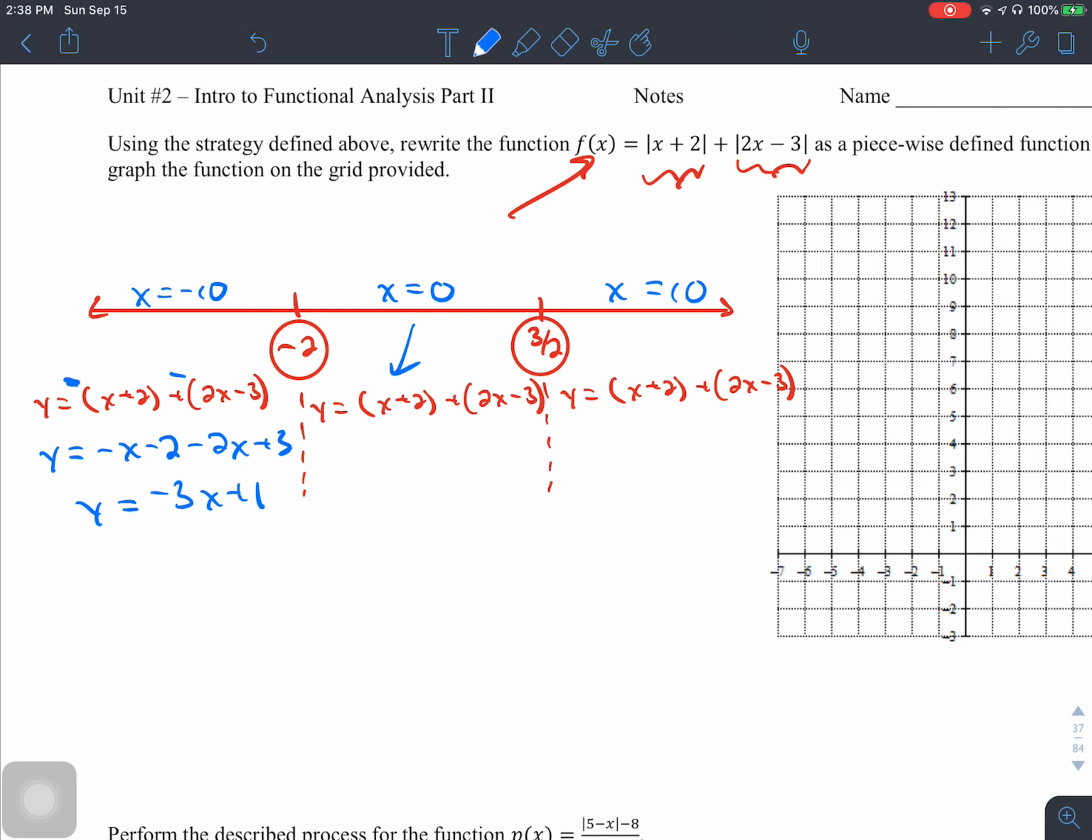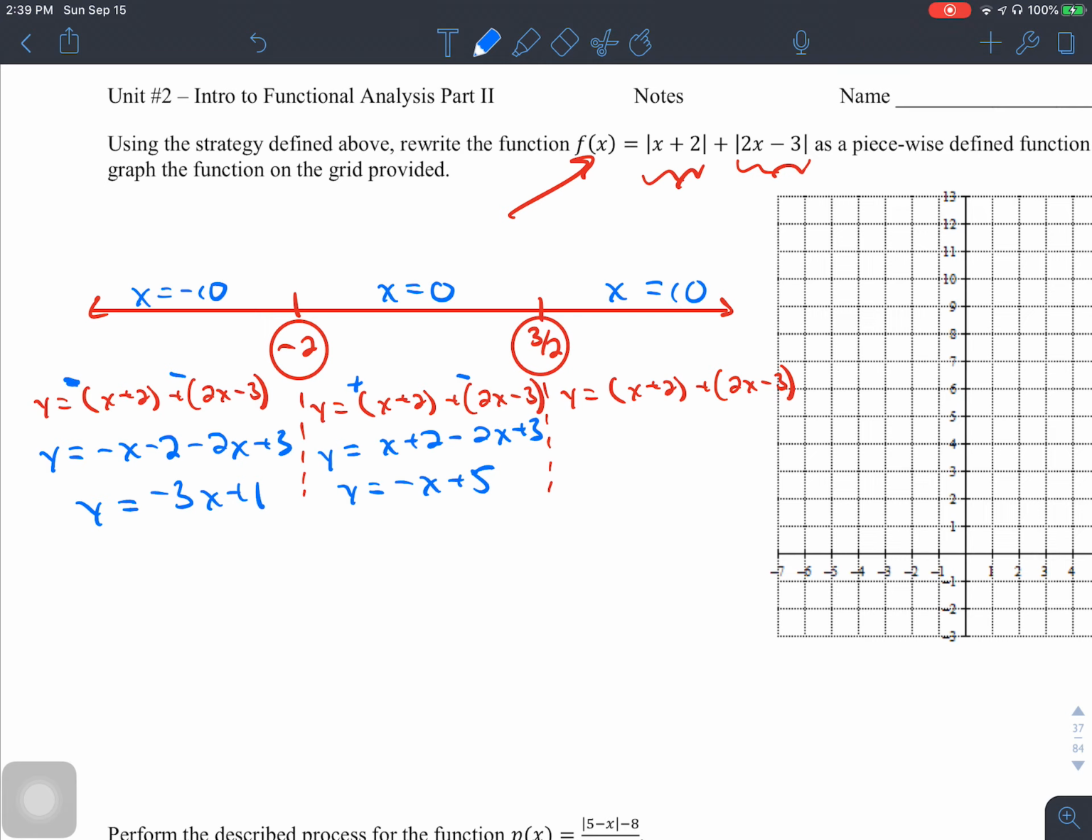If I put a 0 in for these to figure out what sign it's going to be, 0 plus 2 is positive. 2 times 0 is 0 minus 3 is negative. Distribute the pluses and the minuses. Combine like terms. We get y equals -x plus 5.